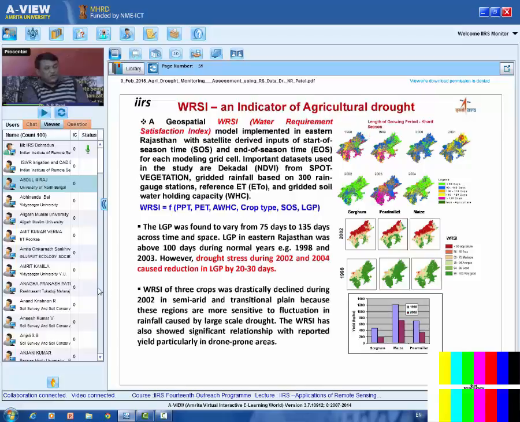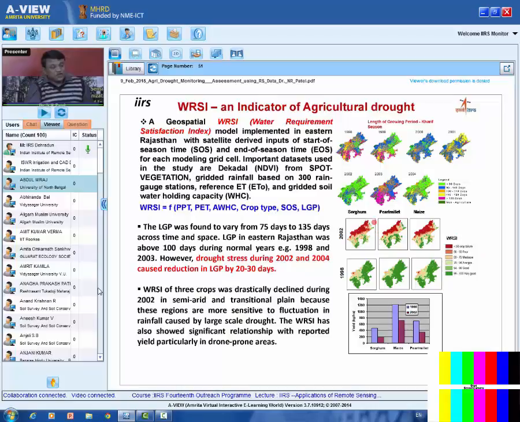Here we tried to assess the length of growing period for 7 years, and here you can see particularly 2002 is very less. You can see a very short period. In 2002 it is mainly a 90 to 100 day crop growing period, but in 2003 it is very high. So in 2002, length of growing period was reduced by almost 20 to 30 days due to drought, and this finally affected the water requirement satisfaction index.